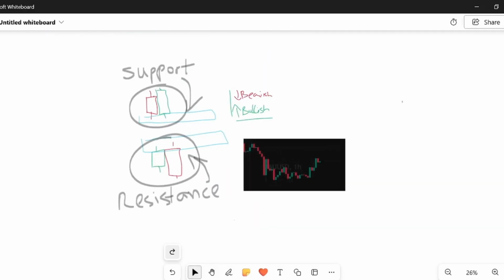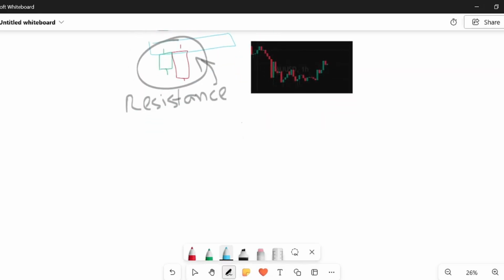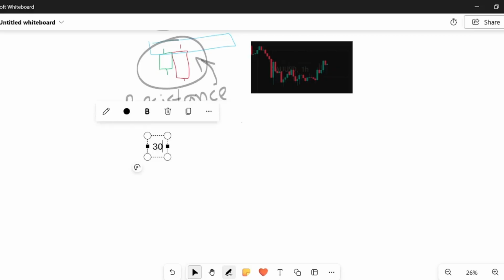Right, so now that we've cleared out the support and resistance concept, I want to focus on the time frames. Now the ones that I've always used are these ones. So usually I would stick to the 30-minute time frame.